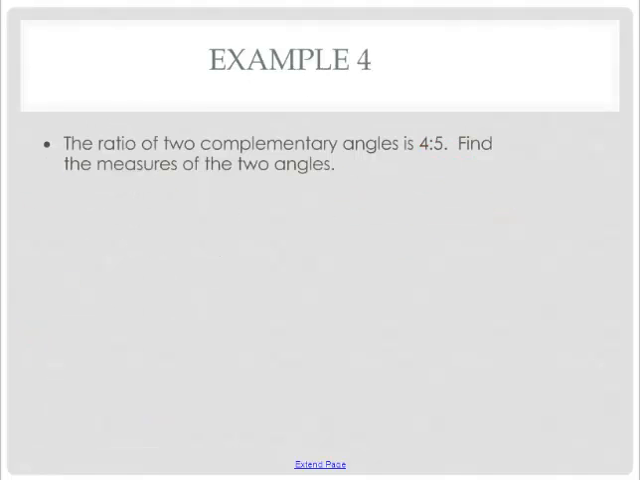In our last example on this video, we have the ratio of two complementary angles is 4 to 5. I'm going to stop at complementary. That means a right angle. So complementary angles are right angles. So let's draw a right angle. And we just need to draw a line in between. And the ratio is 4 to 5.